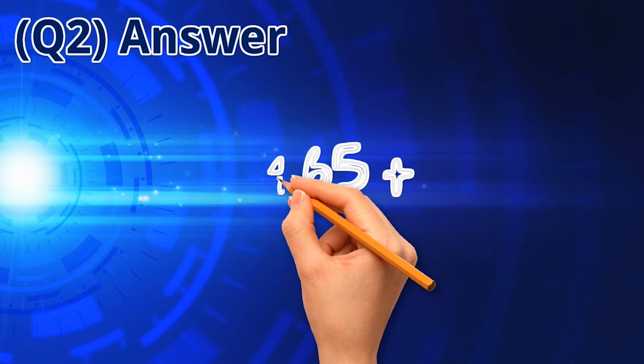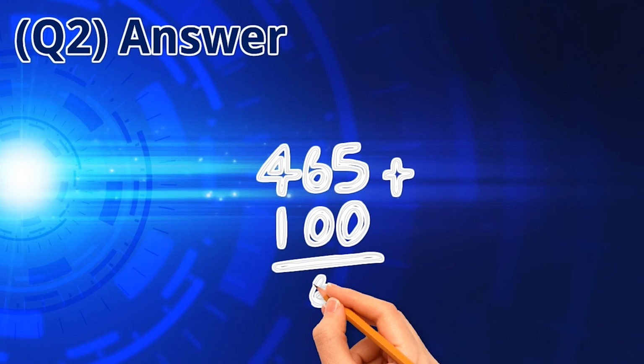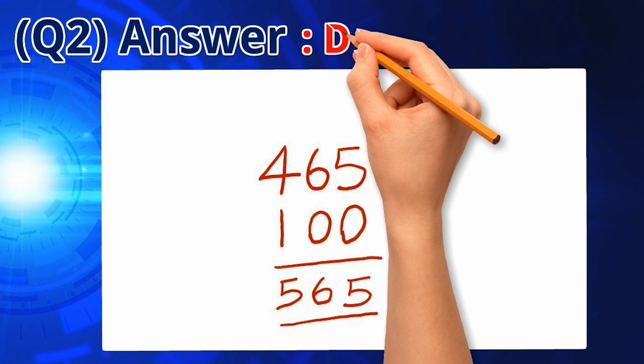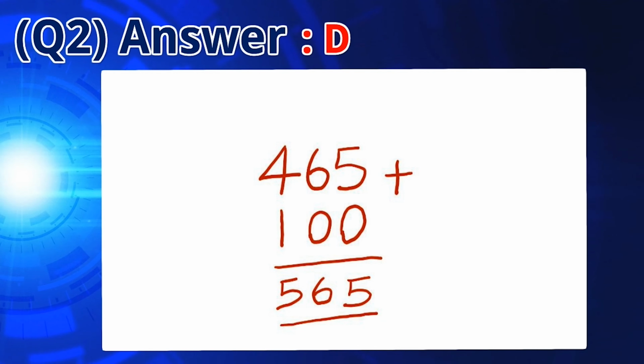In this question, to find the answer, you can simply add 100 to 465. So the answer is 565. Hence, the answer is D.